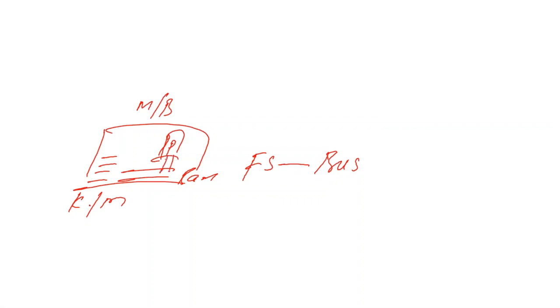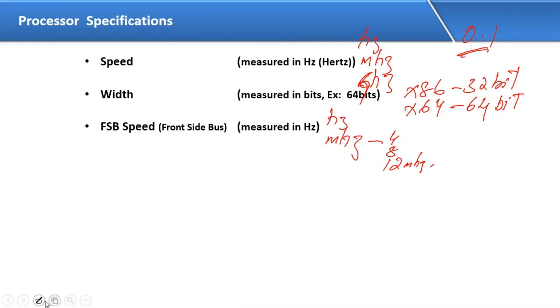So which tracks does the processor use? By using the keyboard or the mouse, the request will go, and then we can access the FSB track. So which tracks are connected from RAM to the processor? That is called FSB. Now we have to check the speed of the FSB here.